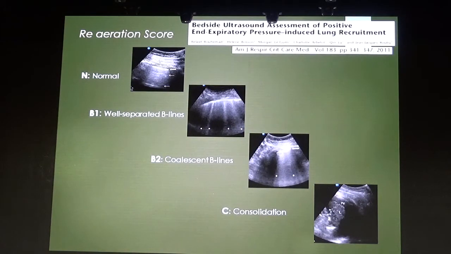Well, Balaid Bouhemad tried to give a systematic basis to this reaeration, trying to find a score to quantify the reaeration. So he defined these 4 conditions of progressive deaeration from normal to B1, that are well-separated B lines, to B2, that are coalescent B lines, and C, that represents a consolidation.